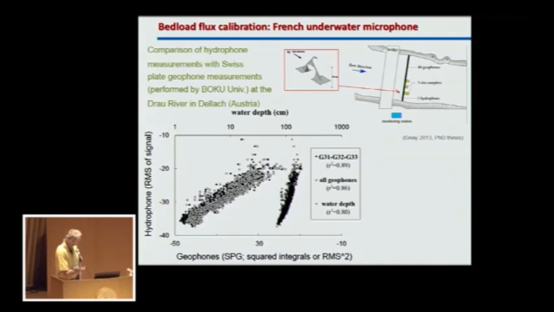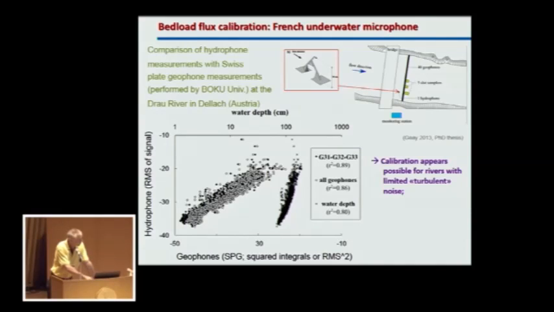What you see here is the hydrophone signal, the root mean square of the signal, and here is the geophone signal on the abscissa, and it's simply a slightly different representation. And you can see there is quite a good correlation with all the geophones, but the correlation is somewhat better if you only consider the nearest 3 geophone plates for comparison.